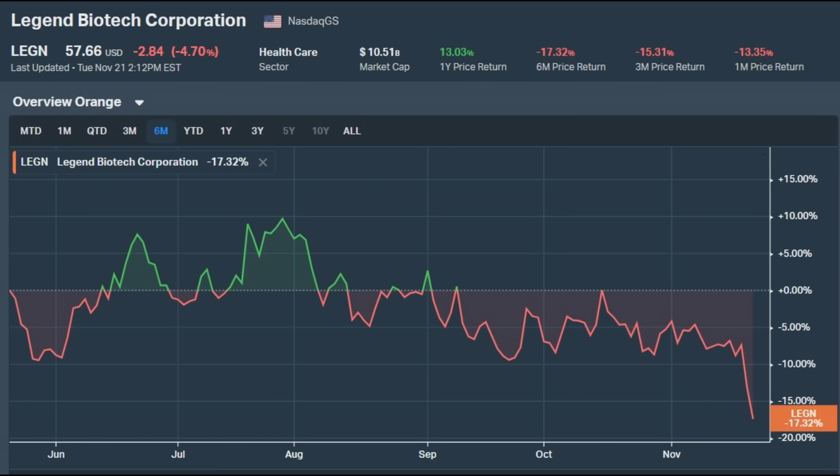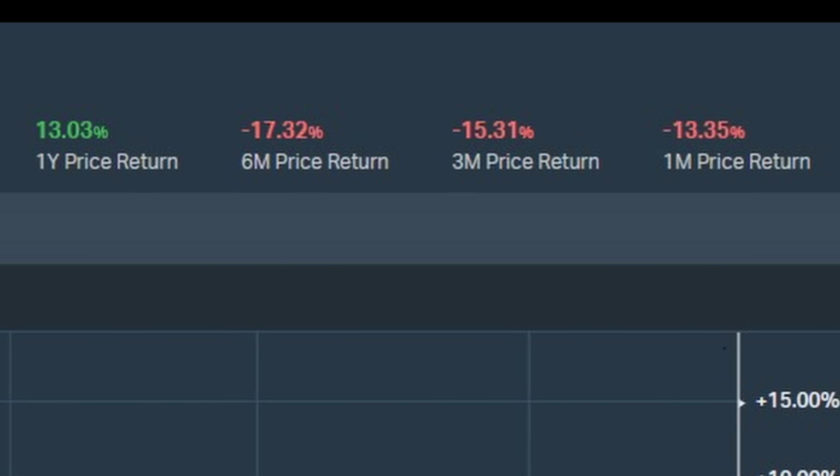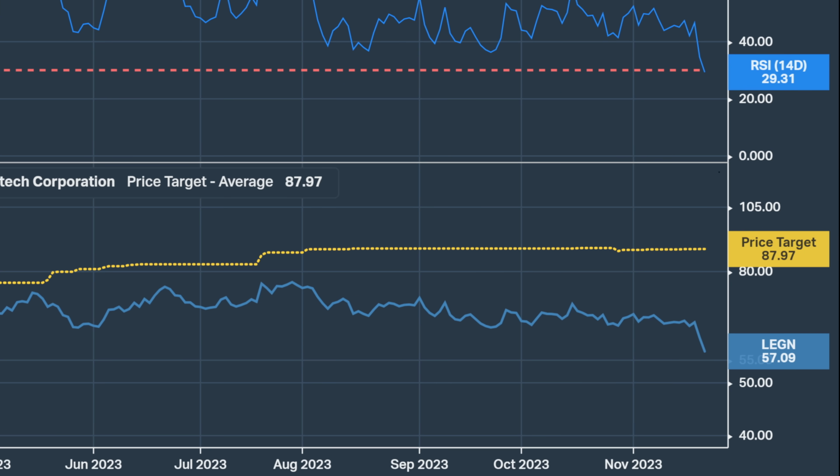Next company that shows up on my screen is Legend Biotech Corporation. LEGN is the ticker. This is a clinical stage biopharmaceutical company, and it is involved in the commercialization of novel cell therapies for oncology. Operates in the US, China, and other international locations. Again, as you can see by this chart, it had not a bad start over the last 6 months, but currently it is down about 13.5% roughly in the last month. So we have definitely seen a pullback of recent. The RSI is 29.31, pretty close to that 30 mark. The price target is currently 87.97, and Legend Biotech is trading at $57. So definitely some upside there.